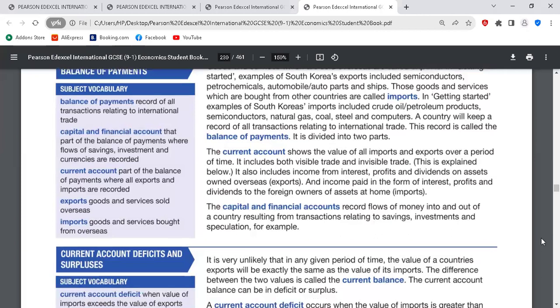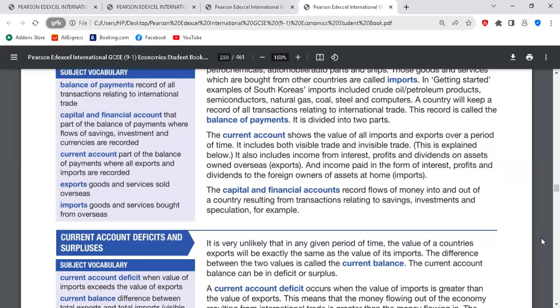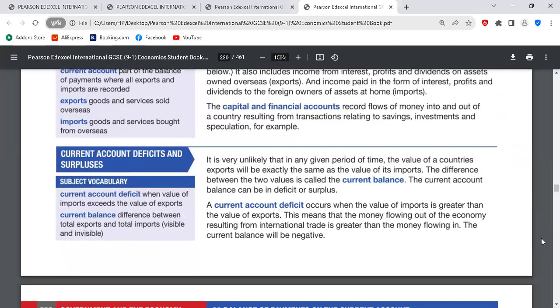Then the capital and financial account records the flow of money into and out of the country resulting from transactions relating to savings, investment, and speculation. The capital account talks about how we exchange money. Maybe we bought currency from one country, we sold gold, reserves, and all these things. They are all part of our financial account. When you save money in another country, it's about money. It's not goods or services. That is the financial or capital account. Clear?